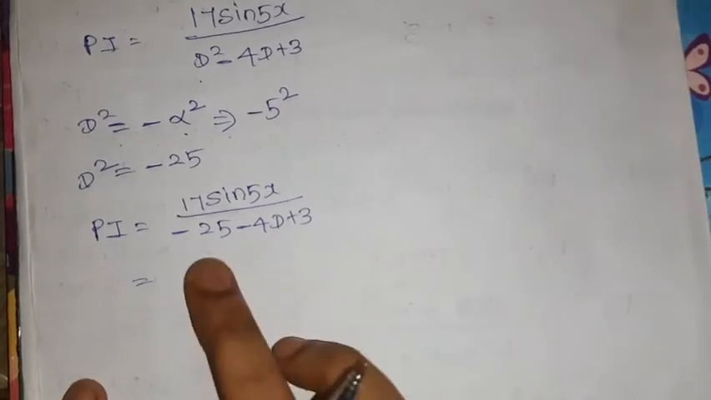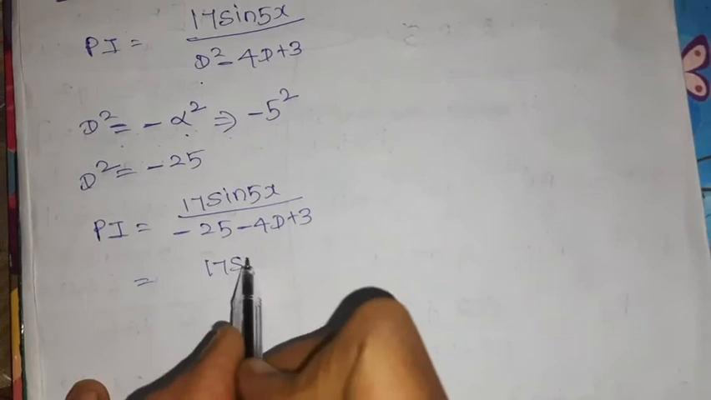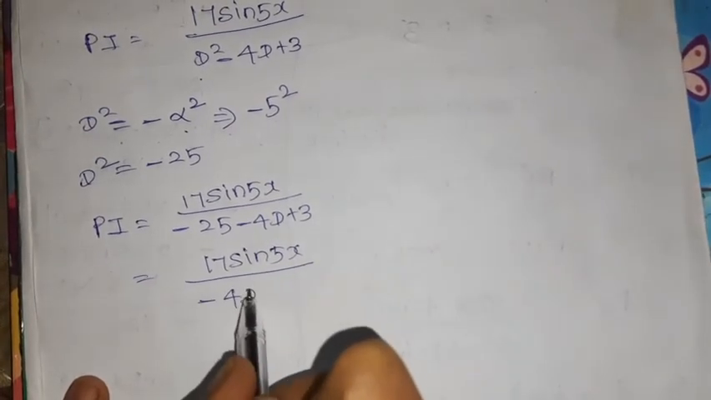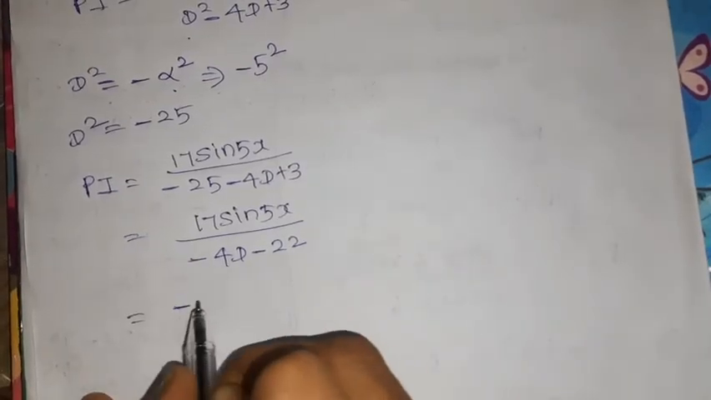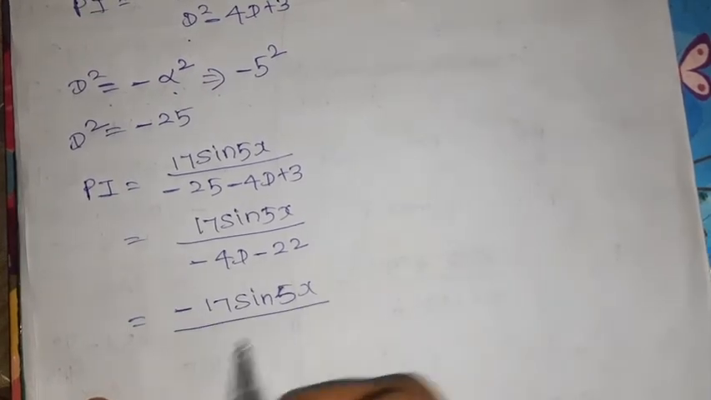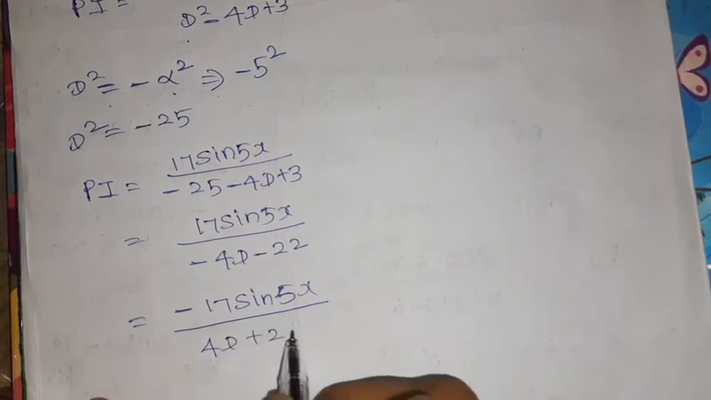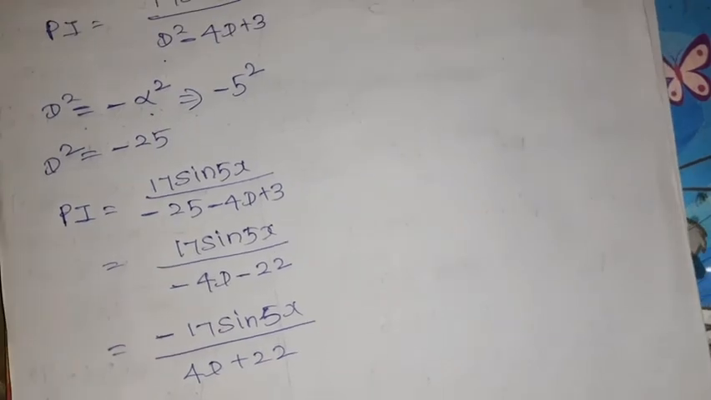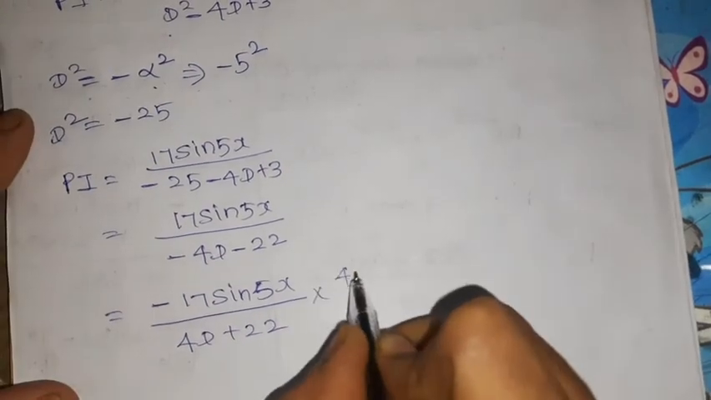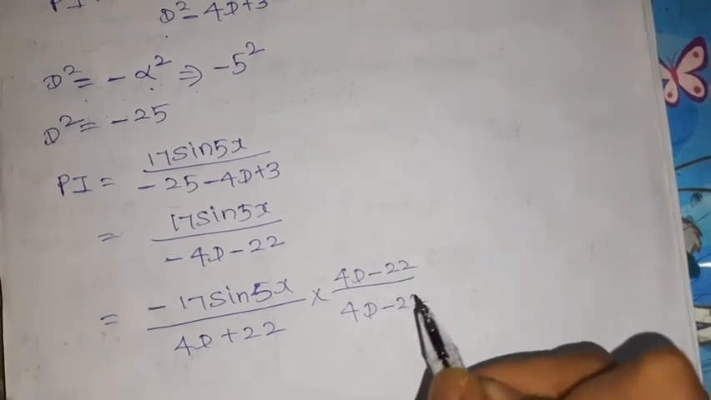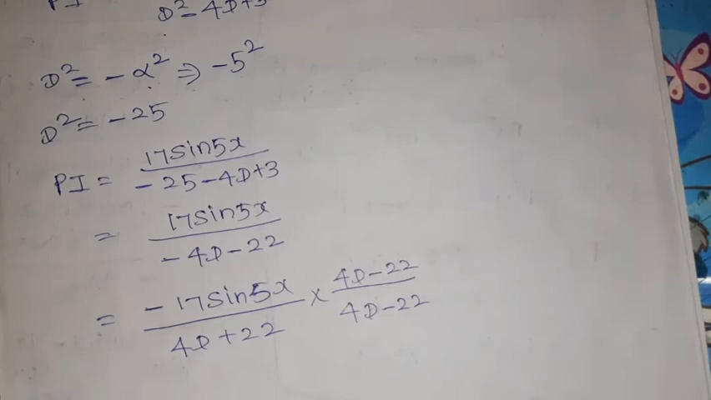So minus 25 plus 3 gives minus 22, so minus 4D minus 22. How can we take the minus outside in the denominator? Minus of 4D plus 22, so it is minus 17 in the numerator over 4D plus 22. What is the next step? We need to multiply the numerator and denominator by 4D minus 22.